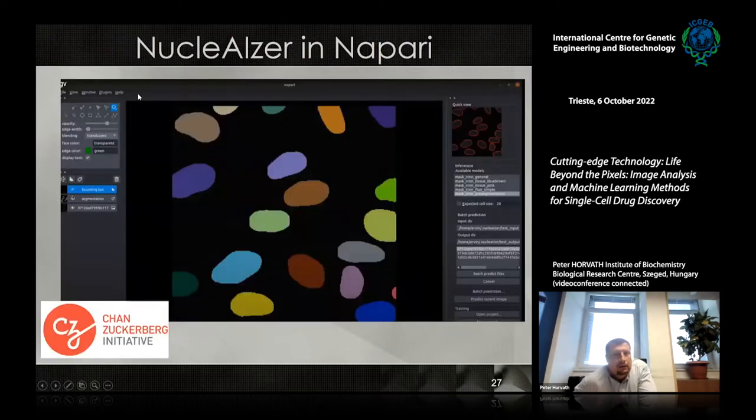Okay, so one side note I wanted to show you is that we are currently working a lot with the Chan Zuckerberg Initiative, and we build all our methods into Napari, which is the new image analysis software, flying very high, and the community likes it a lot. So we develop most of our methods into Napari.